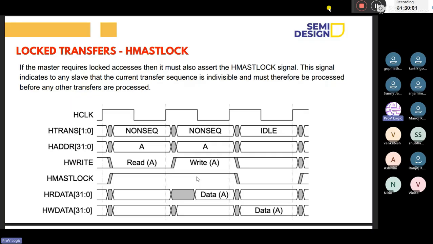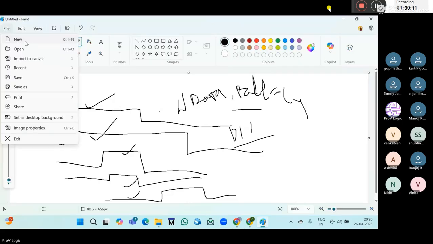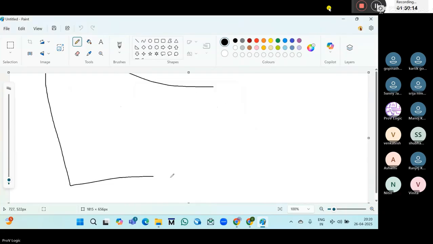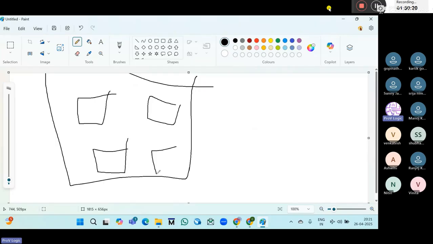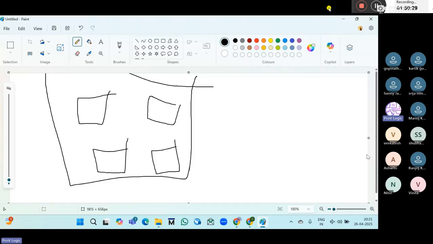So how will it work? Suppose, before starting, I consider a SoC. Here there is a CPU, a DMA controller, DDR memory, and some low-speed peripheral circuits. Before starting the critical transaction sets, HMASTLOCK is equal to 1. Suppose it's a lock request. So at the CPU, HMASTLOCK is equal to 1. That means a lock request.